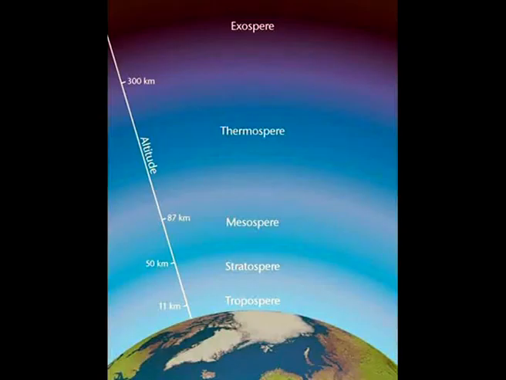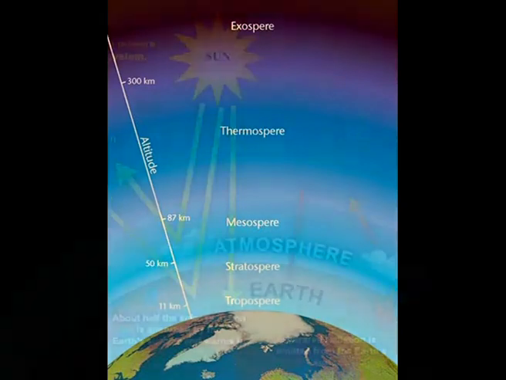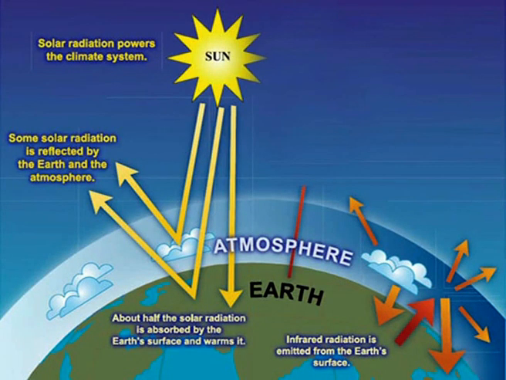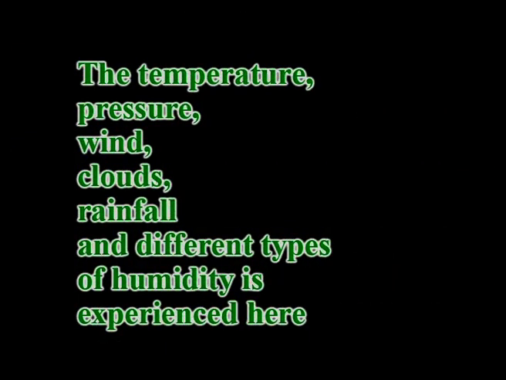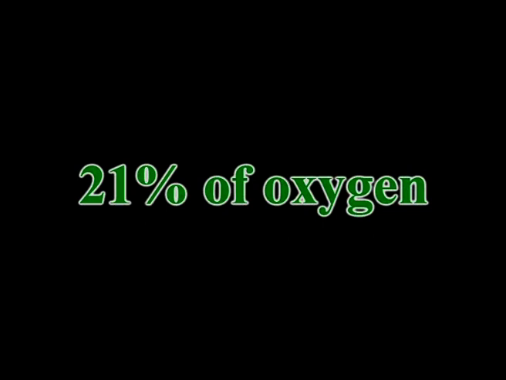The atmosphere. The atmosphere is a blanket of air which comprises different gases, water vapor and dust particles. It surrounds the earth like a cellular blanket, regulating the temperature by allowing the sun's rays to enter and by letting waste heat back into space. The temperature, pressure, wind, clouds, rainfall and different types of humidity are experienced here. It consists of 21% oxygen, which is the life-giving layer to all living organisms.